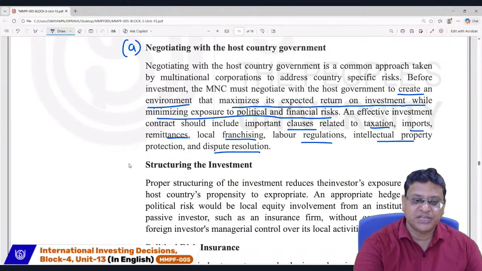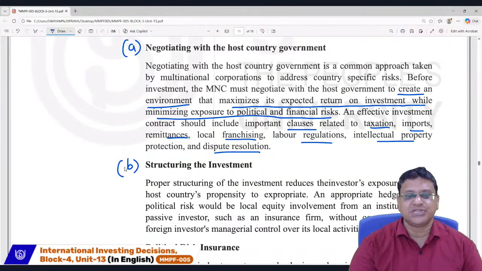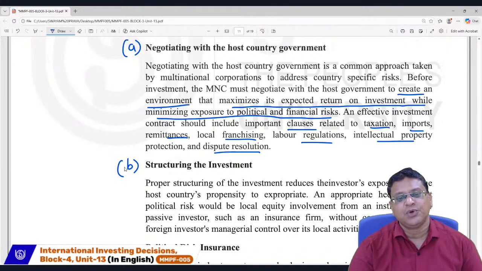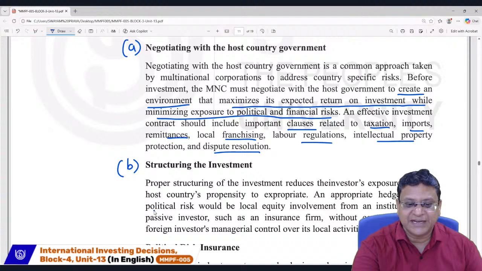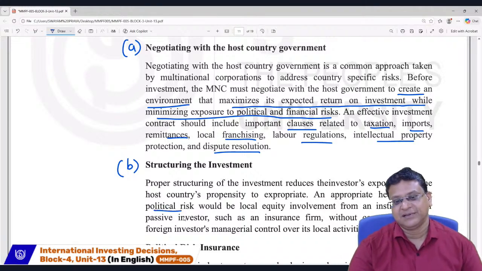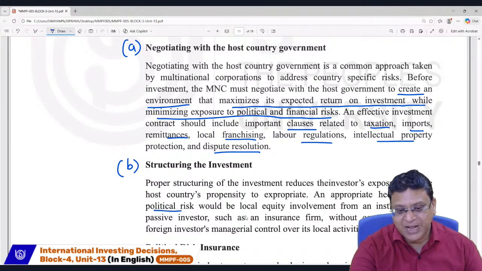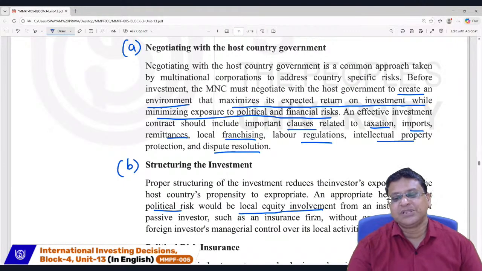Next, structuring the investment. Once negotiation is over, you have to structure your investment. While structuring the investment, you have to consider the political risk. You must involve some local player with you. That is local equity involvement. It will provide an insurance to you.